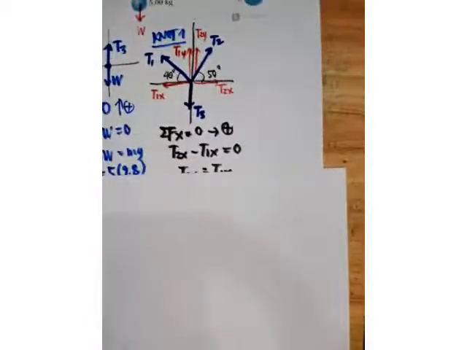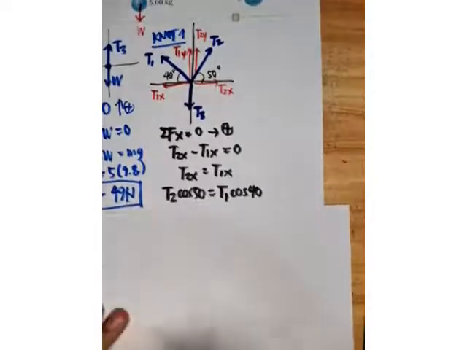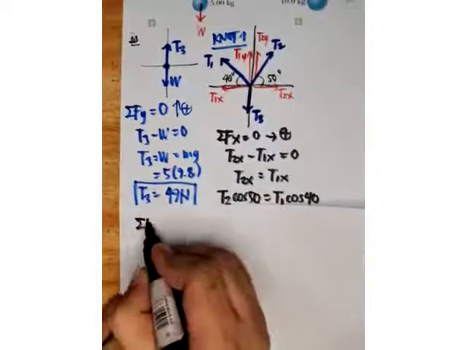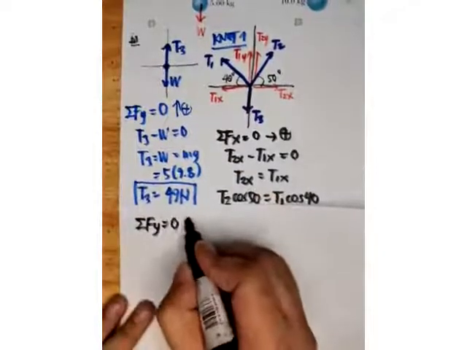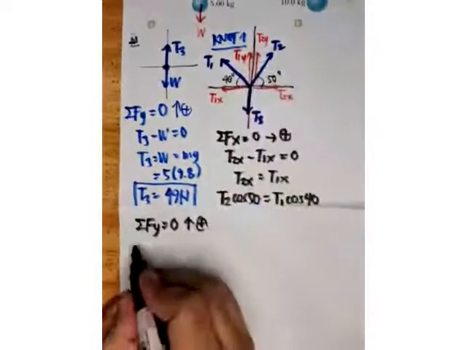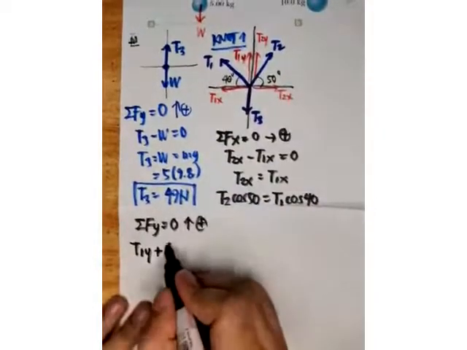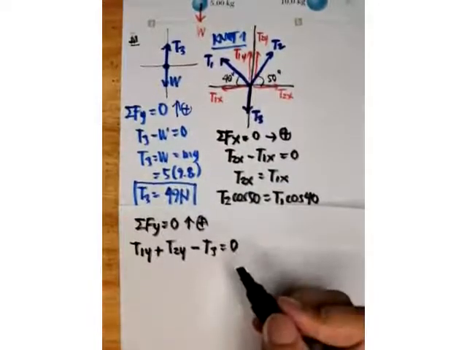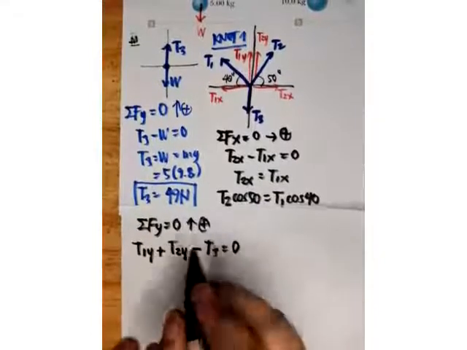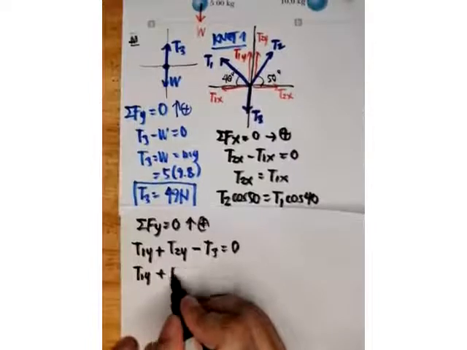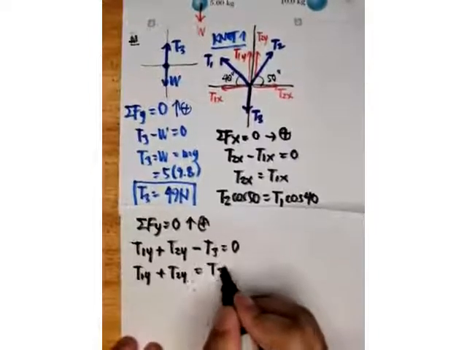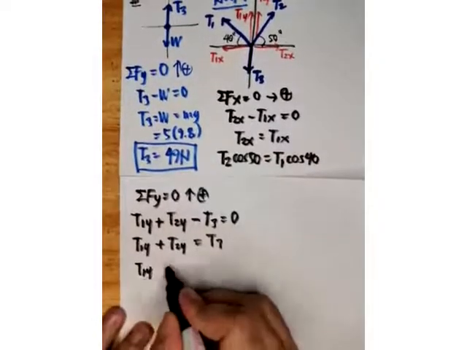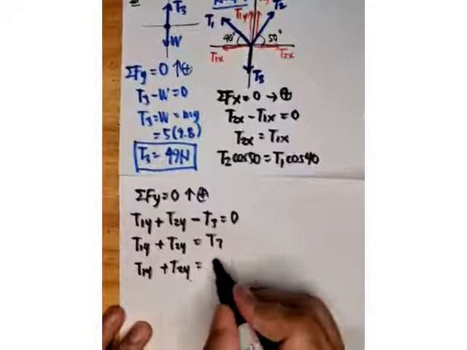Okay, so sa Y naman ay, okay, summation of forces. Summation of forces along Y is equal to 0. So pataas ay positive. So yung pataas natin is yung T1Y plus T2Y, okay, minus T3 is equal to 0. Ayan. Okay, so therefore, T1Y plus T2Y is equal to T3. But T3 is 49 newtons. So T1Y plus T2Y is equal to 49.